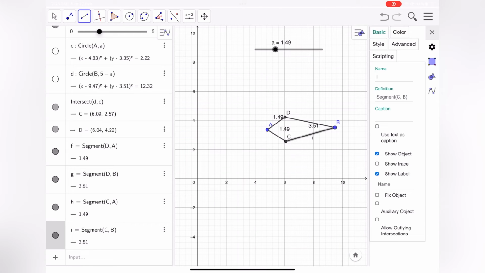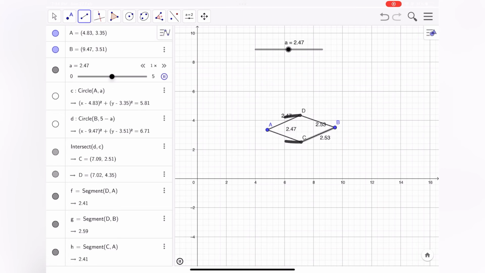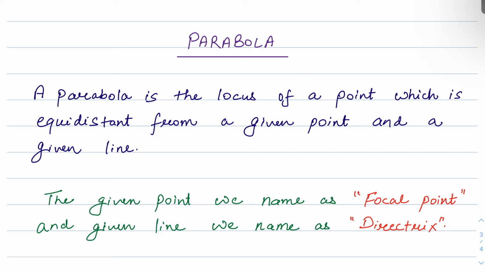Now if we trace these two points C and D, we can easily see that they are actually tracing out an ellipse, which you can see in this video. The points A and B are nothing but the foci of the ellipse. Now we will move to the case of the parabola.